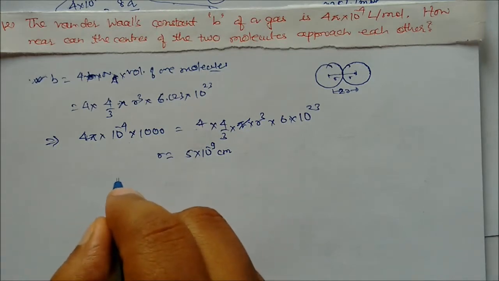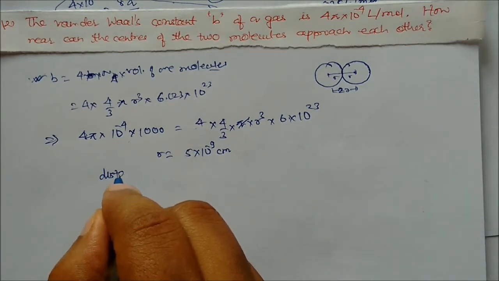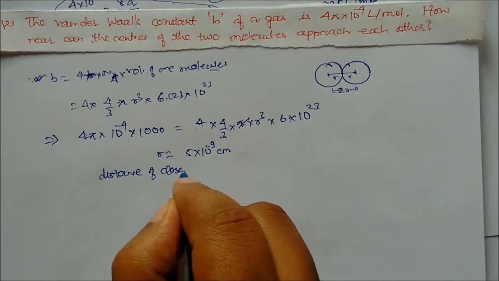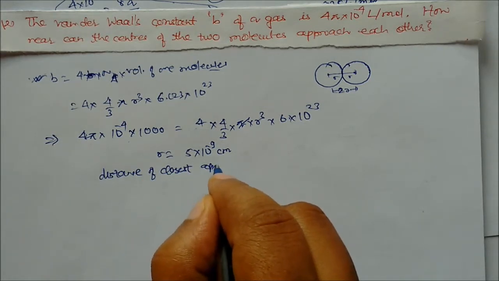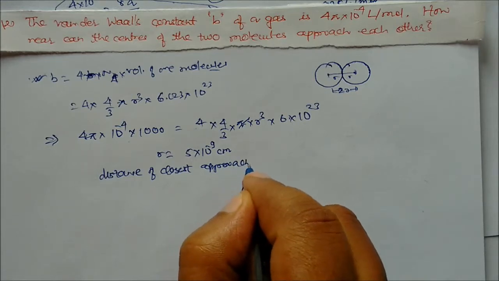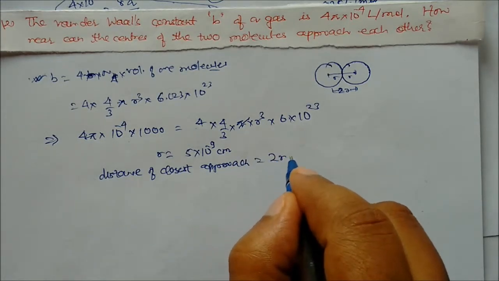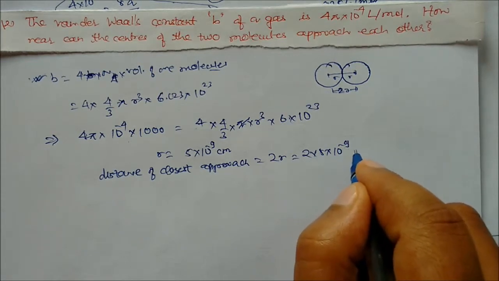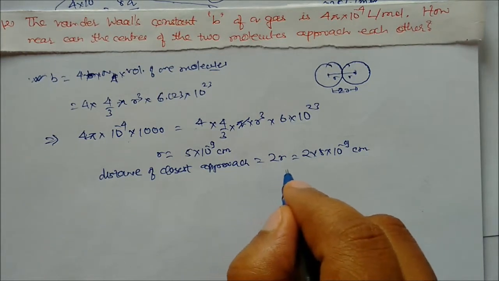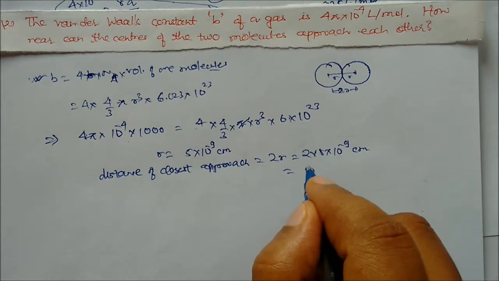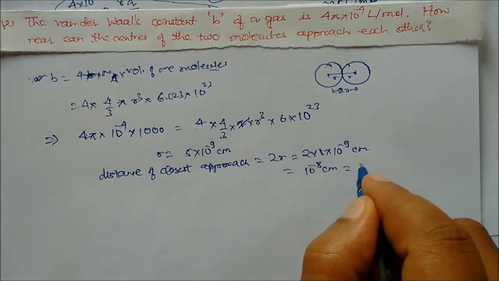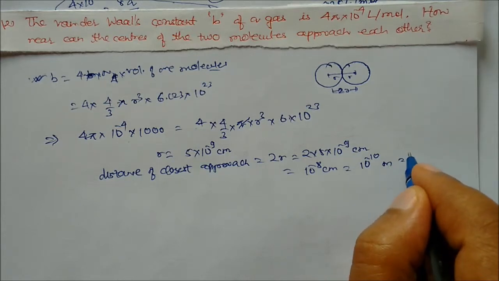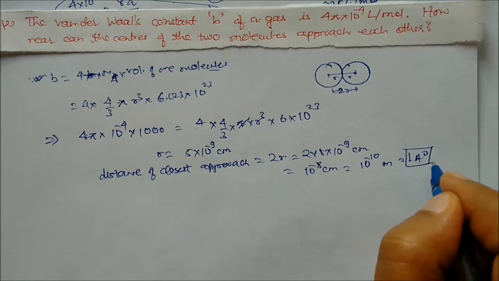Okay, and the distance of closest approach. Closest approach is nothing but 2r. So this will be 2 into 5 into 10 power minus 9 centimeter. So we will get here 10 to the power minus 8 centimeter, or we can say 10 to the power minus 10 meter, that is 1 angstrom. So this is the answer.